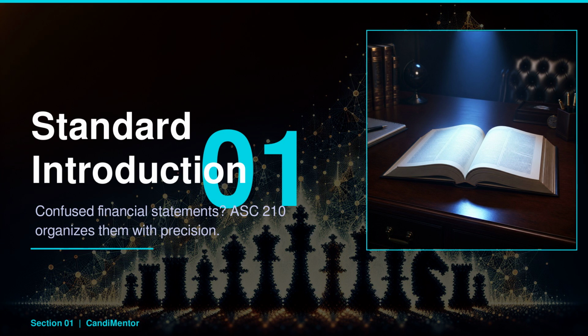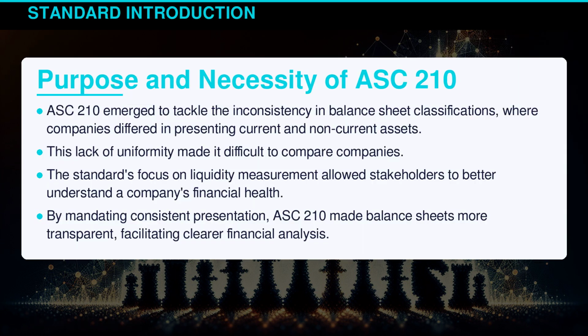ASC 210 emerged to tackle the inconsistency in balance sheet classifications, where companies differed in presenting current and non-current assets. This lack of uniformity made it difficult to compare companies. The standard's focus on liquidity measurement allowed stakeholders to better understand a company's financial health. By mandating consistent presentation, ASC 210 made balance sheets more transparent, facilitating clearer financial analysis.